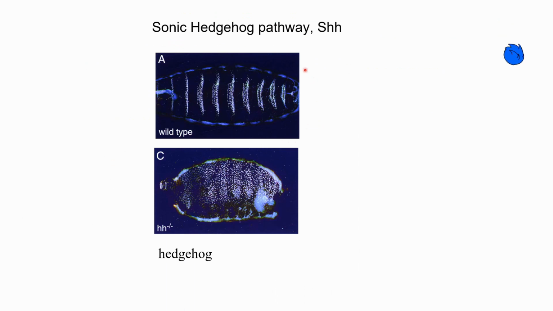So another important pathway to discuss in development is the sonic hedgehog pathway, SHH. And again, this was first described, the hedgehog mutation was first described in Drosophila, where it was called hedgehog because of the appearance of the embryo.